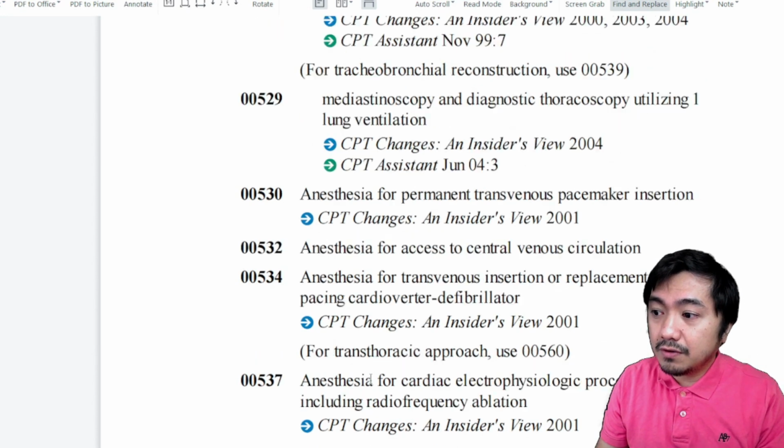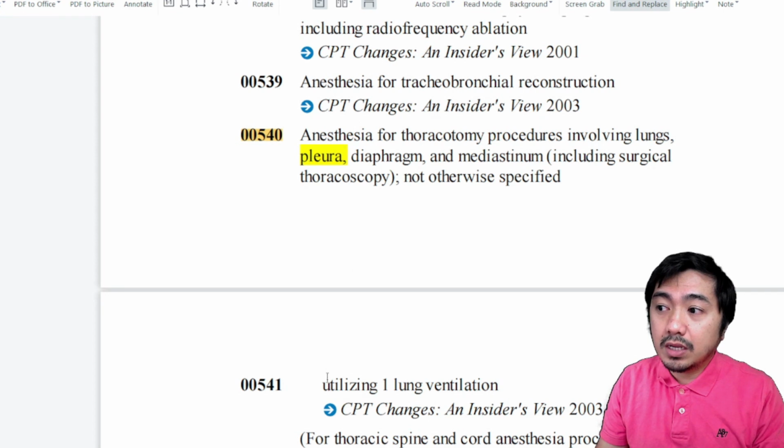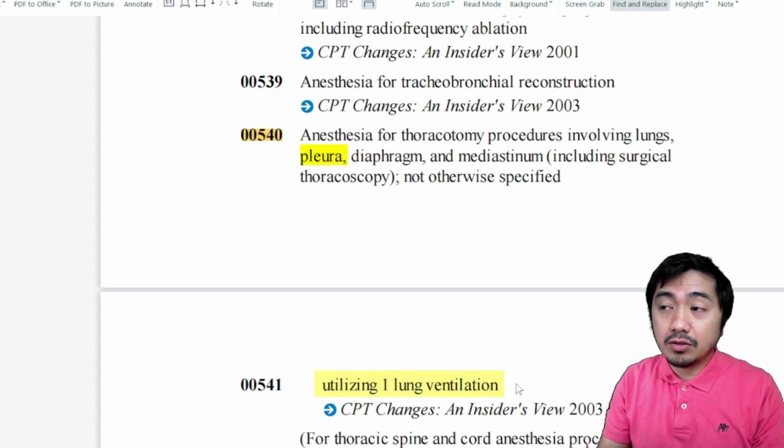00540 is anesthesia for thoracotomy procedure. It's not mentioned specifically with the word thoracotomy, however, the word pleura is mentioned here. Let's compare it with your 00541. This one utilizes one lung ventilation. OLV is not mentioned here, but the term one lung ventilation is mentioned. So please take note about those shortcuts and abbreviations as well.